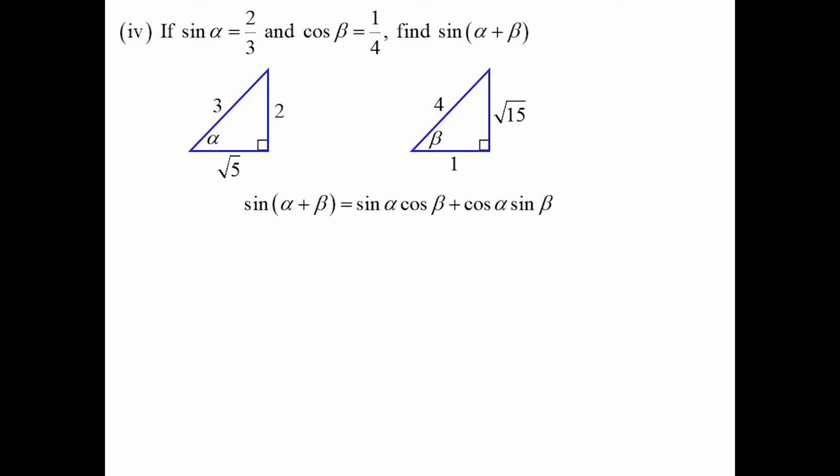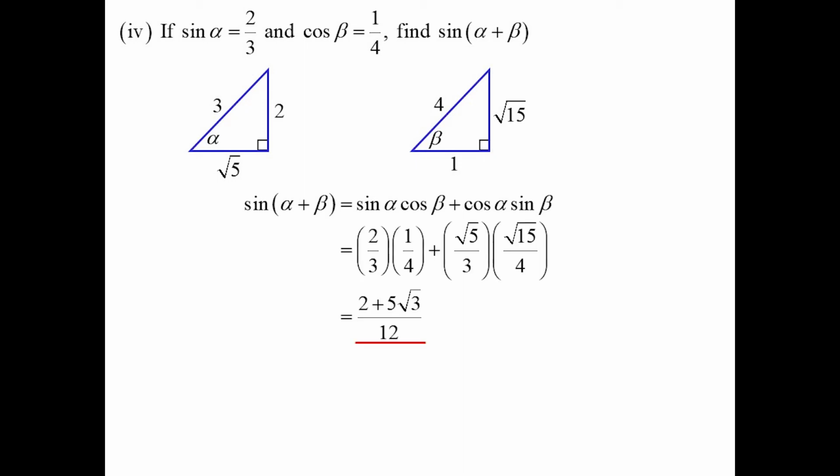Now all I've got to do is read off my triangles and substitute in the particular ratios, and we come up with an answer of 2 plus 5 root 3 on 12. Don't make the mistake of thinking alpha and beta are in the same triangle. In this case, clearly they're in different triangles. They're not necessarily going to be in the same triangle.